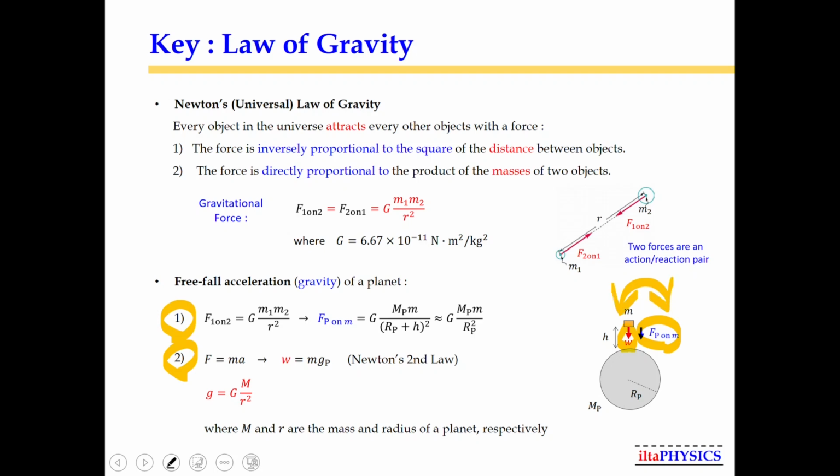Therefore, if we set force number 1 equal to force number 2 and solve for the acceleration due to gravity, we can get the following formula. So, if we know the mass and the radius of any given planet, we can calculate its gravitational acceleration using this formula. All right. Now let's solve some basic types of problems using the law of universal gravitation together.